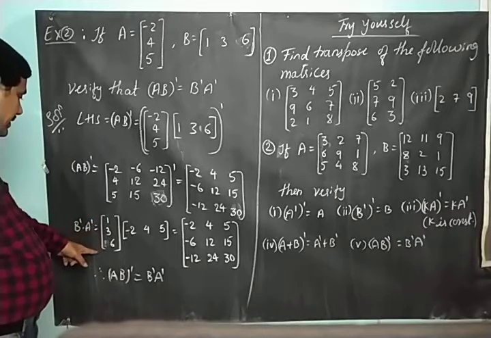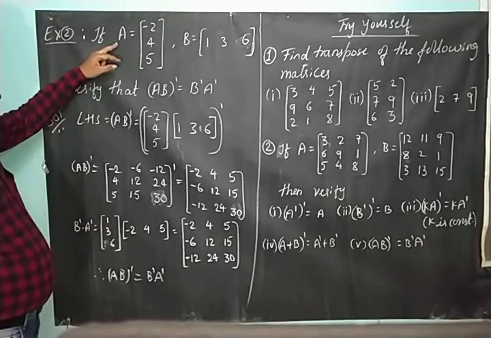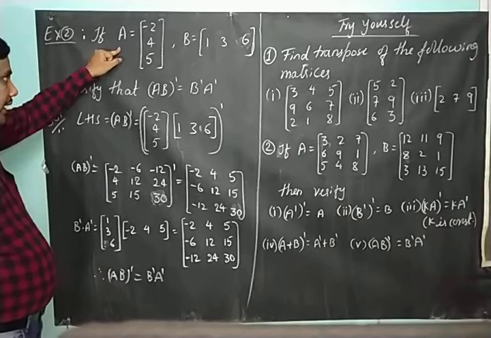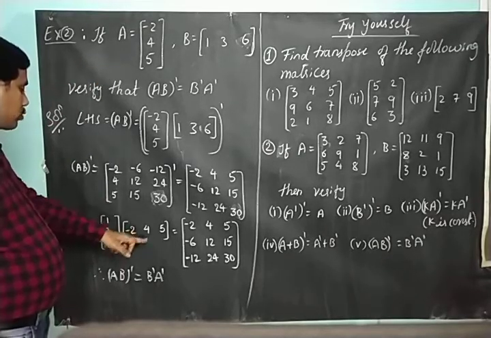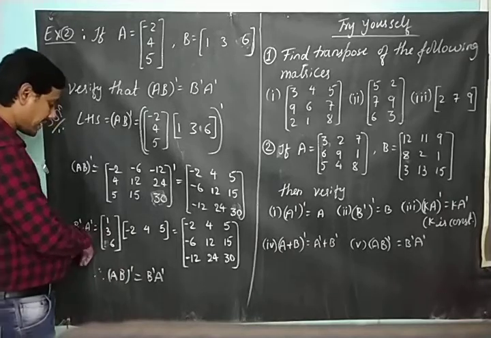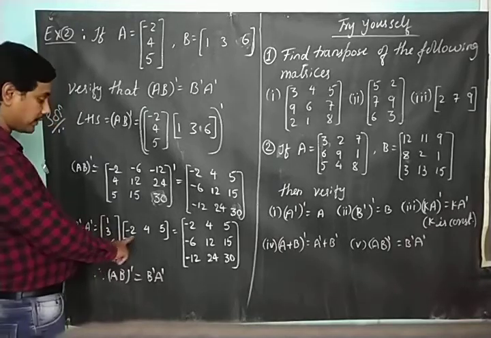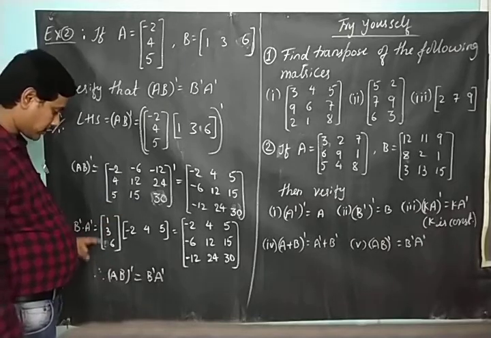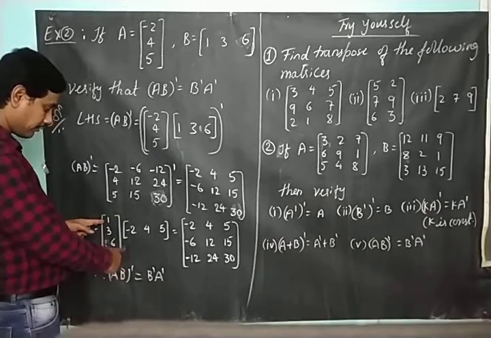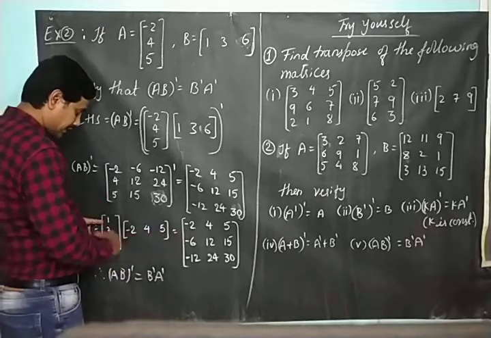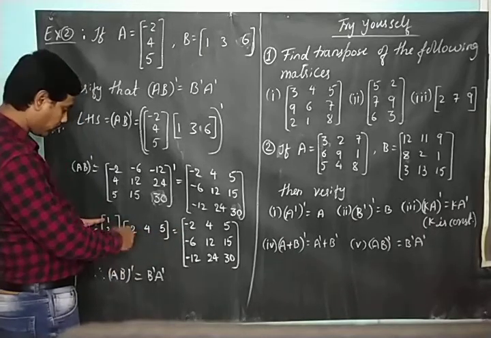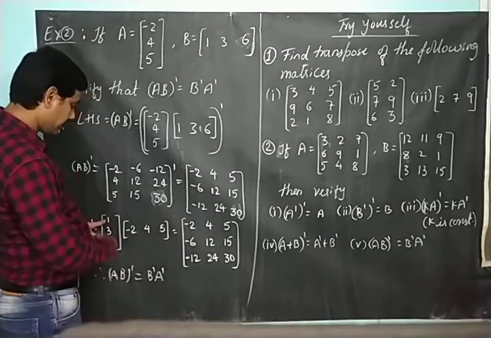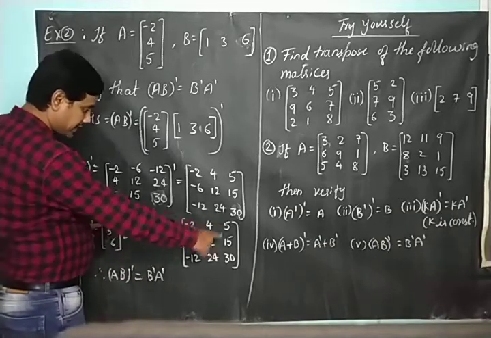So 1, 3, 6 into, what is A transpose? A is a column matrix, so A transpose becomes a row matrix. So A' is minus 2, 4, 5. So B' into A' is 1, 3, 6 into minus 2, 4, 5. Now multiplication, first row into first column. What is there in the first row? 1. First column we have minus 2 as it is. First row into second column: 1 into 4, 4 as it is. First row into third column: 1 into 5 is 5.